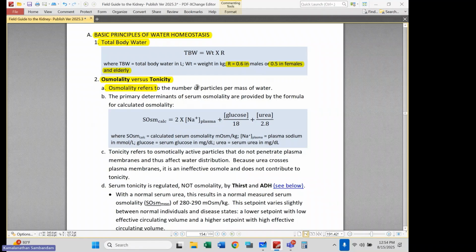Osmolality refers to the number of particles per mass of water, not liters. That's actually expressed in milliosmoles per kilogram. But we often simplify and say this is milliosmoles per liter, okay? Number of particles per mass of water. This differs from specific gravity, even though I do use specific gravity to make some clinical decisions.